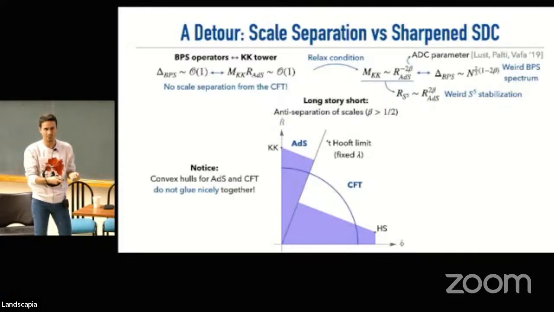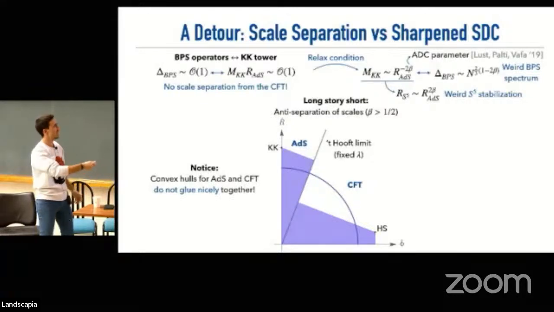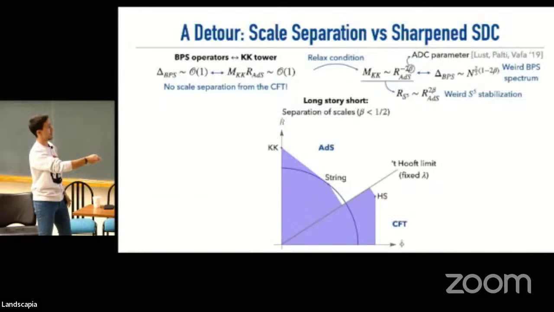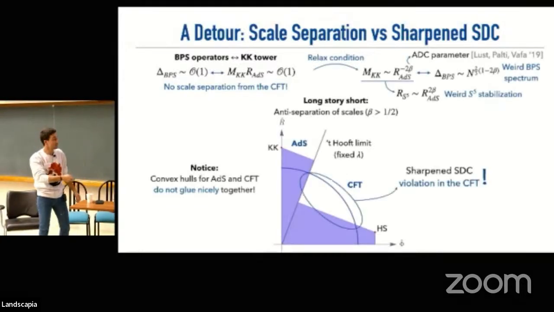And actually, this seems a bit pathological, because if I tune the direction, there seems to be some kind of discontinuity here. So they don't seem to agree, the AdS and the CFT. And furthermore, one finds a violation of the sharpened distance conjecture from the CFT.